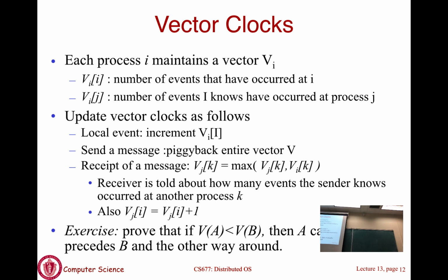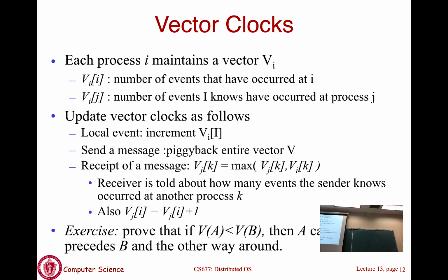Essentially you are going to do max of the two vectors, your vector and the incoming one, plus 1 for the ith element. How do you do a max of two vectors? You take each element of the vector and take the max of those values. So if you take the max of this, you should get 2, 1, 0, because 2 is the first element, 1 is the second, and 0. And then you increment the ith element, which is the second one here. So that becomes 2, 2, 0. Is this clear? And then so on. So now if there are further events here, that becomes 2, 3, 0, and so on.